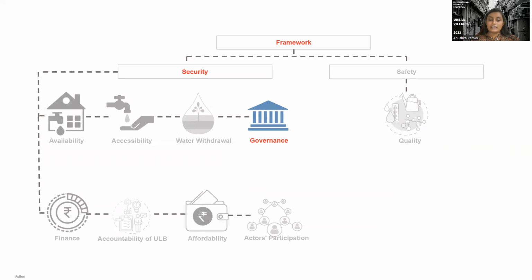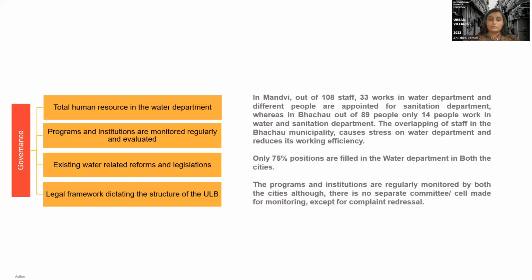Coming to the next indicator, which is governance. In both the cities, only 75% of positions are filled in the water department. And also there is an overlapping of staff in Bachao municipality, which causes stress on the water department and reduces its working efficiency.